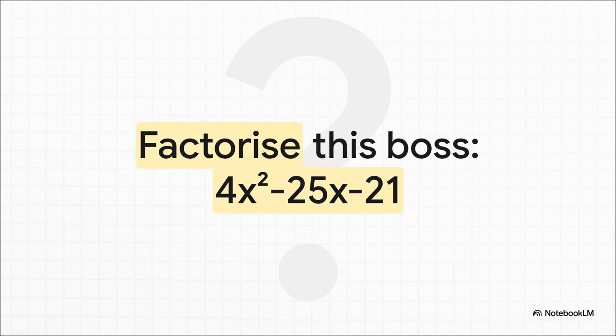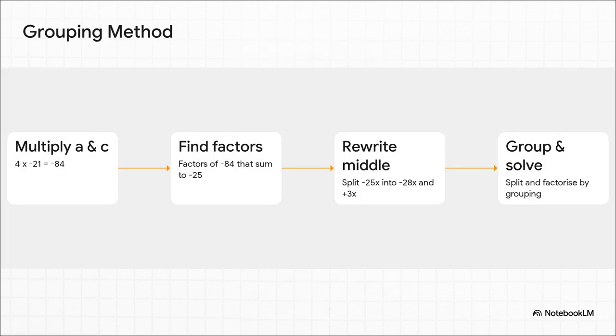See that 4 at the front? That means our simple number puzzle from level 3 just isn't going to cut it on its own. It looks tough, sure, but we have the exact combo move needed to beat it. It's called factorizing by grouping. Let's break it down. Here are the 4 logical, unintimidating steps.